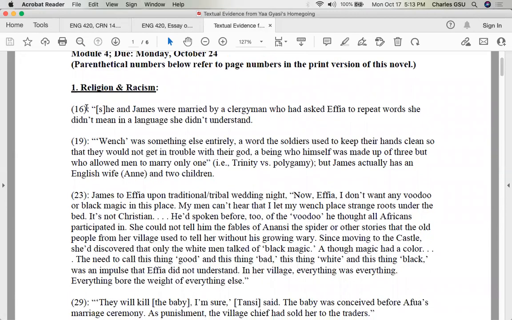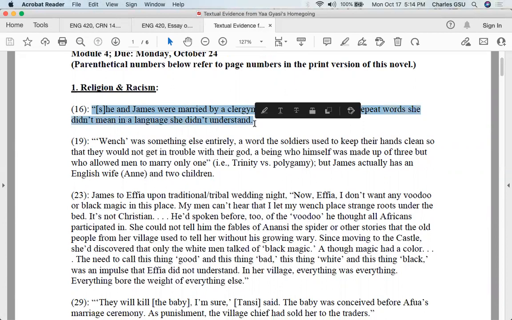So on page 16: "She and James were married by a clergyman who had asked Aphia to repeat words she didn't mean in a language she didn't understand." This is when Aphia and James Collins, a British soldier, are getting married in the chapel I just showed you by the coast. Of course, she doesn't speak English, and she certainly has not converted to Christianity. So it's a marker fairly early on in the novel to show us that it's a kind of sham. Christianity is, at least in the eyes of Aphia, like a joke, because you're asking me to say these words, but I don't know what they mean, nor do I believe them.